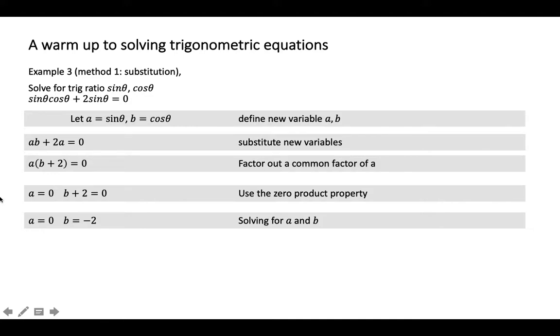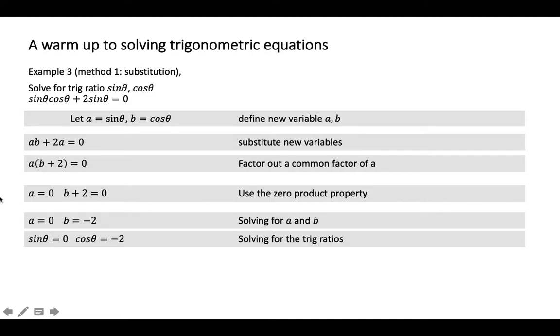Don't forget what we're originally trying to solve for: sine and cosine. So I substitute back a is equal to sine, b is equal to cosine, and I have the result of sine theta is equal to 0, cosine theta is equal to -2.